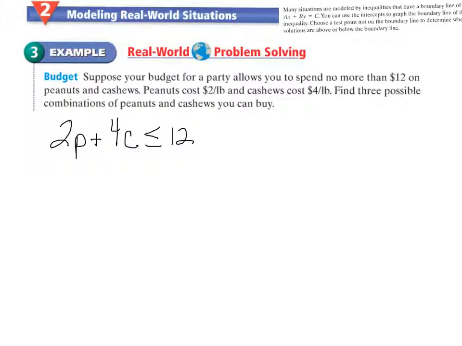Now you graph. And if you don't like that because you don't want to graph P and C, you can always graph 2x plus 4y is less than or equal to 12. You're more than welcome to do that. But then make note that x would represent peanuts and y would represent cashews. So now you can graph using intercepts. Intercepts absolutely would work. Remember, when you solve for intercepts, to find the y-intercept, you plug in 0 for x. To find the x-intercept, you plug in 0 for y.